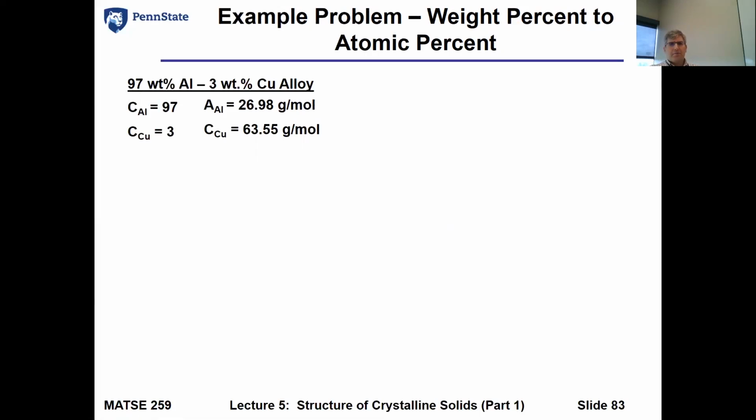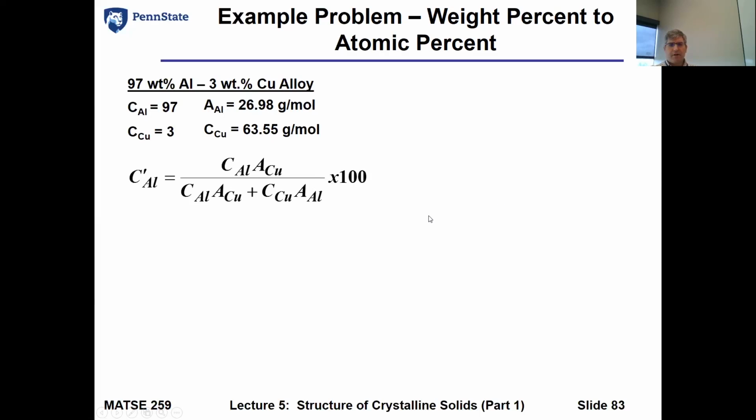Well, the thing to note before we go too much further is that this type of alloy is the basis for the vast majority of what we call 2000 series aluminum alloys. 2000 series aluminum alloys are based on the aluminum copper system. So in this case, we know the composition is 97 weight percent aluminum, 3 weight percent copper. And we know from any periodic table the atomic weight of the two, the grams per mole. So how do we convert this weight percent to atomic percent?